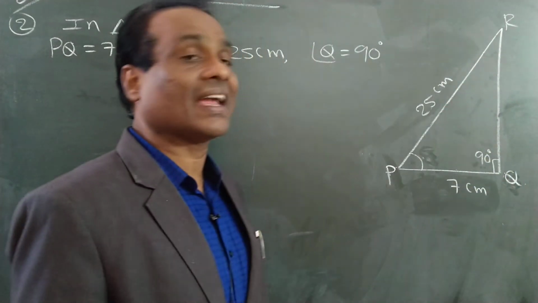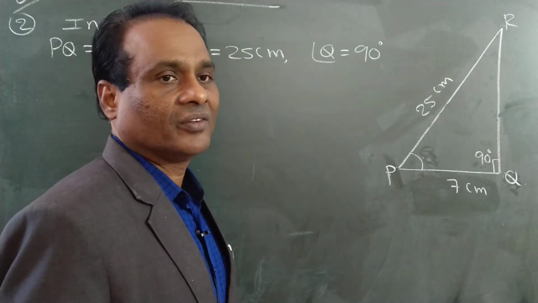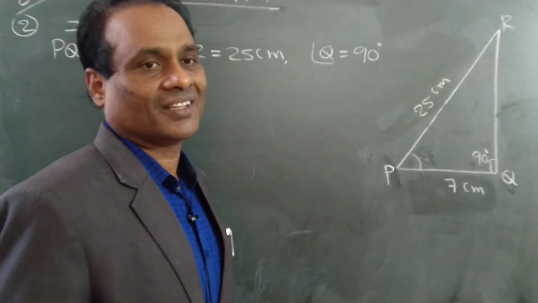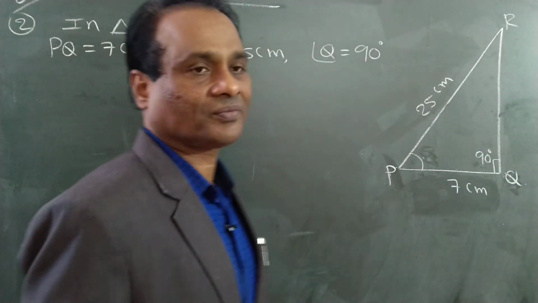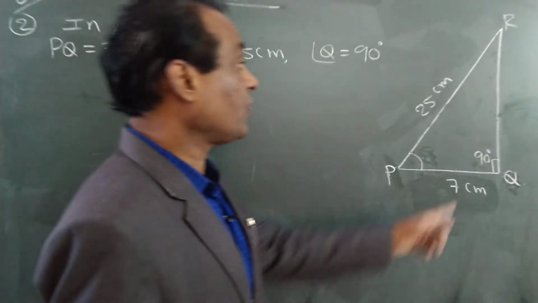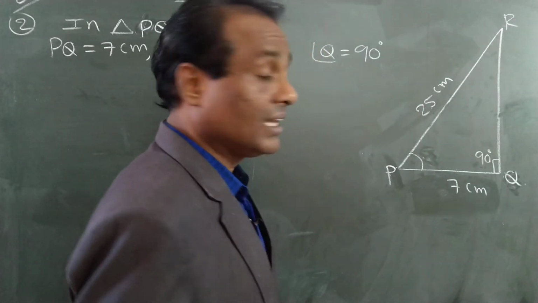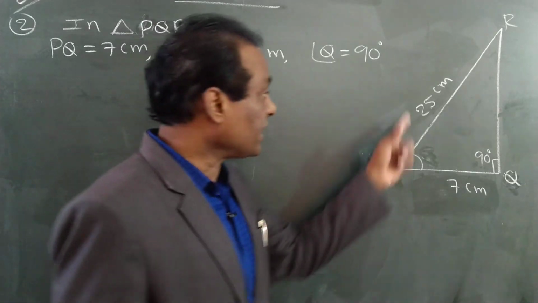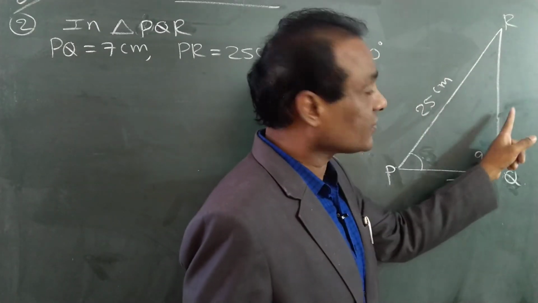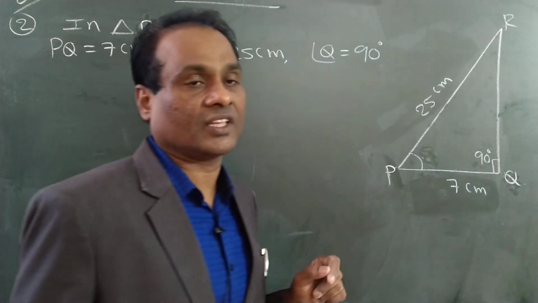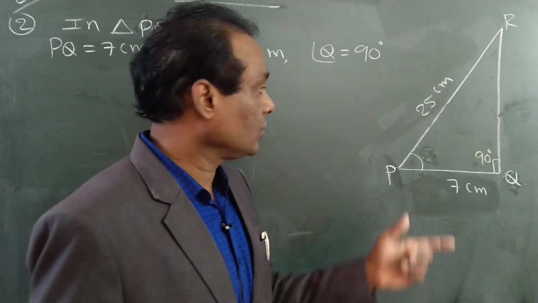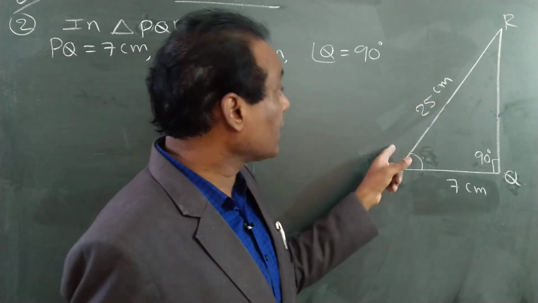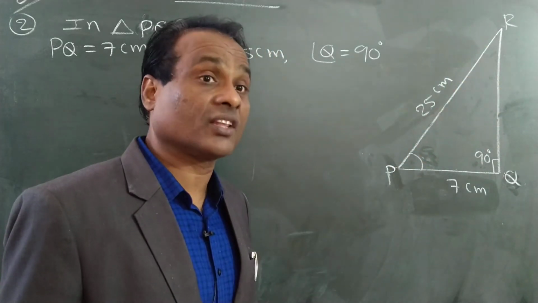How to find this side? We have to find this side, then only we can proceed further. I explained the Pythagoras theorem yesterday. If any 2 sides are known, to find the third side, we have to use the Pythagoras theorem. It says: small side square plus small side square is equal to bigger side square. That is the Pythagoras theorem.